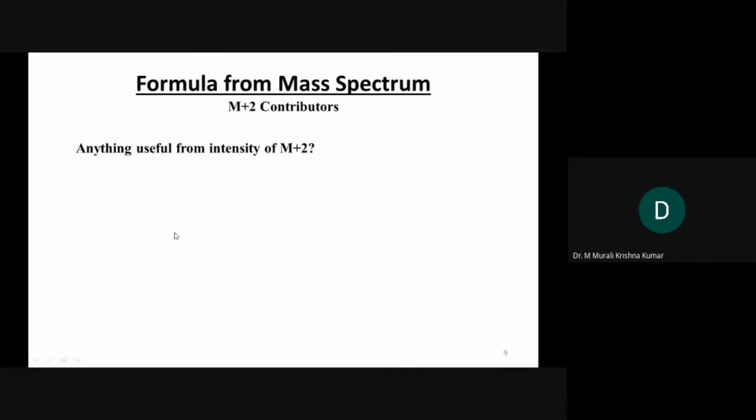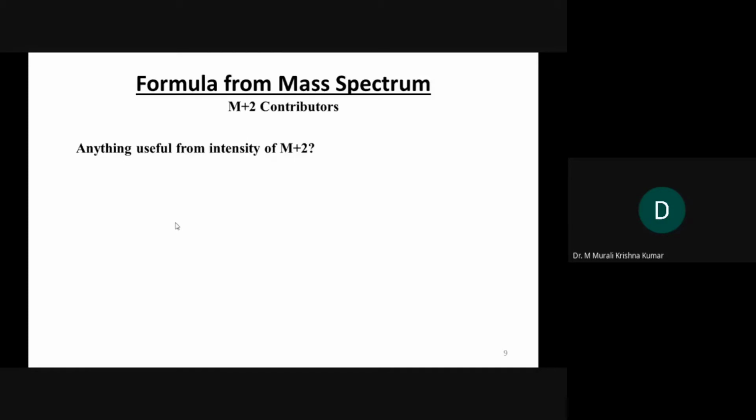Whenever we observe M plus 1, we have to think about the presence of carbon, nitrogen, sulfur. These are the 3 elements. If a hint is there that silicon is present, silicon will give you a very, very significant proportion of M plus 1 ion, approximately 4%.